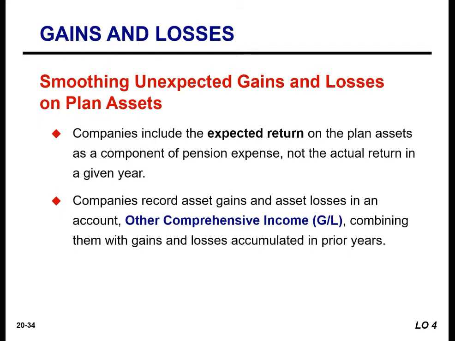So to smooth some of the unexpected gains and losses on our plan assets, companies include the expected return on the plan assets as a component of the pension expense, not the actual return in a given year. And companies record asset gains and asset losses in an account called Other Comprehensive Income, combining them with the gains and losses accumulated in prior years.